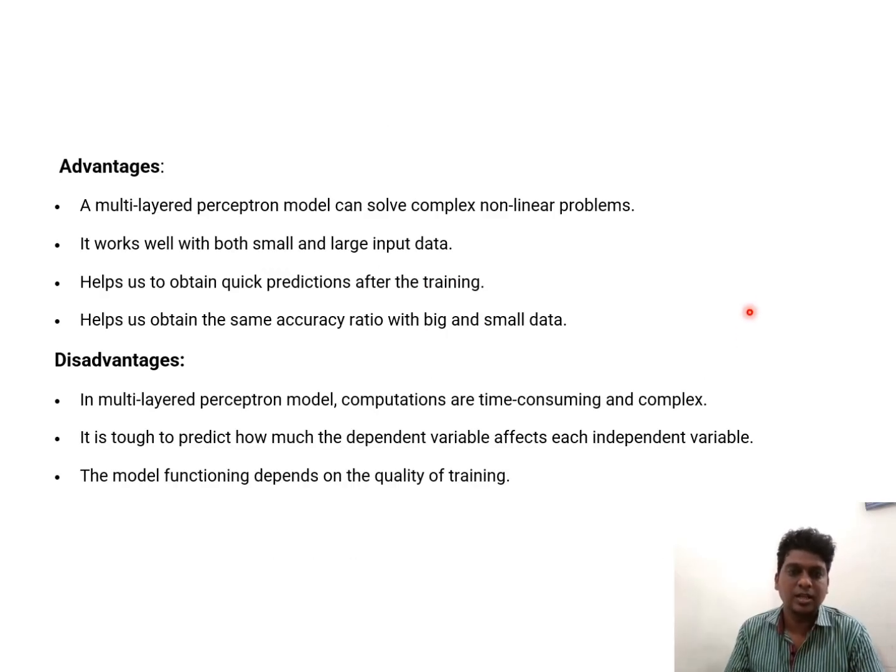Advantages and disadvantages. A multi-layer perceptron normally solves non-linear problems. It works well with both small and large amounts of data, and it makes predictions quickly. It gives the same accuracy ratio even with a small or large data set. The drawback is that it is time consuming and complex. It is difficult to predict how much the dependent variables affect the independent ones. It depends on how much quality training is provided.